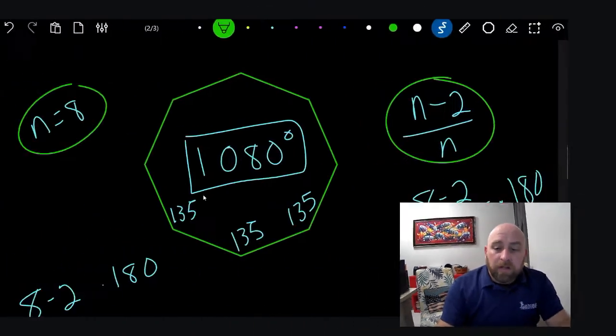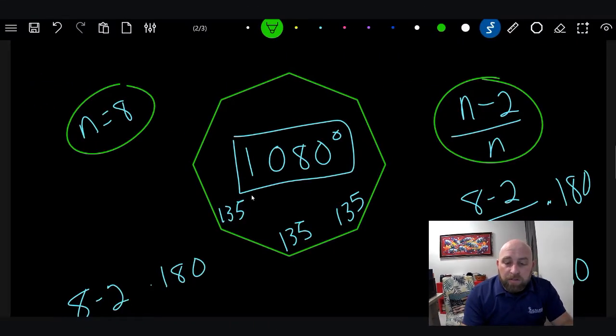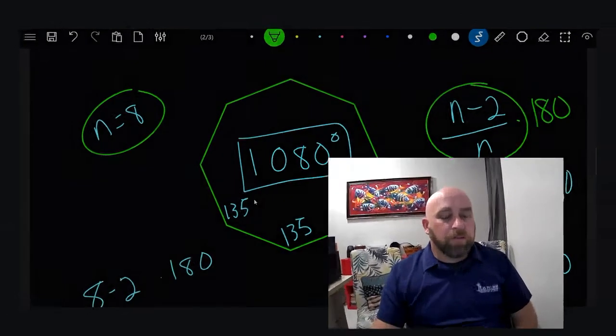If you missed anything, go back, rewind. The big things that you really need to know are the whole idea with the n. N is the number of sides or the number of angles, and then these formulas: the n minus 2 over n, and it's times 180 to give you your number of degrees.